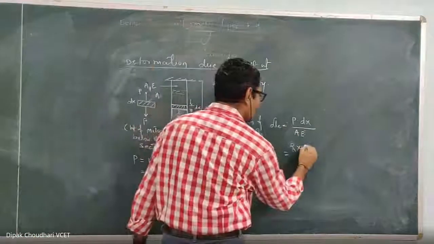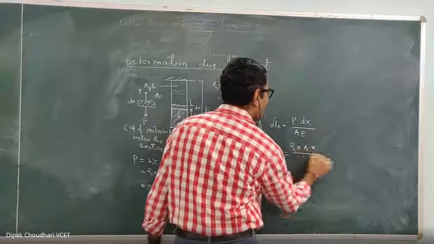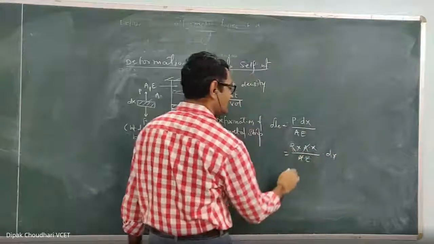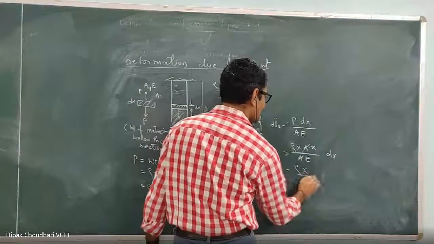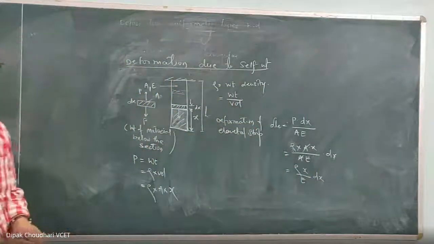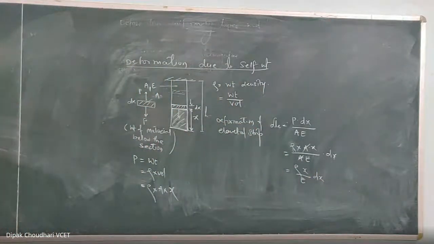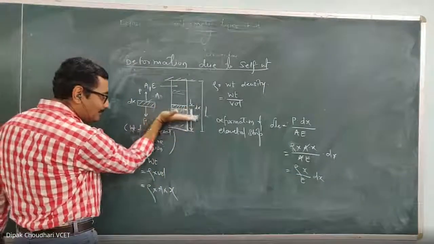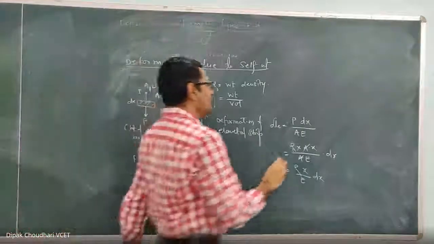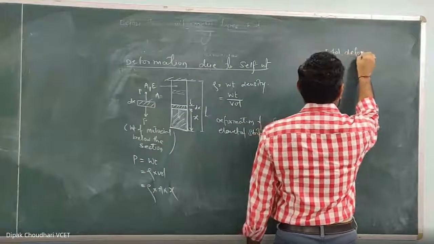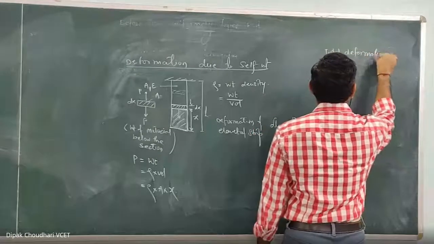So P equals rho A into x, upon A into E, into dx. Here A gets cancelled, which gives rho x upon E into dx. This is the deformation of the small elemental strip because of the self weight. Remember, this x is the length of the part below this. Then the total deformation due to the self weight.